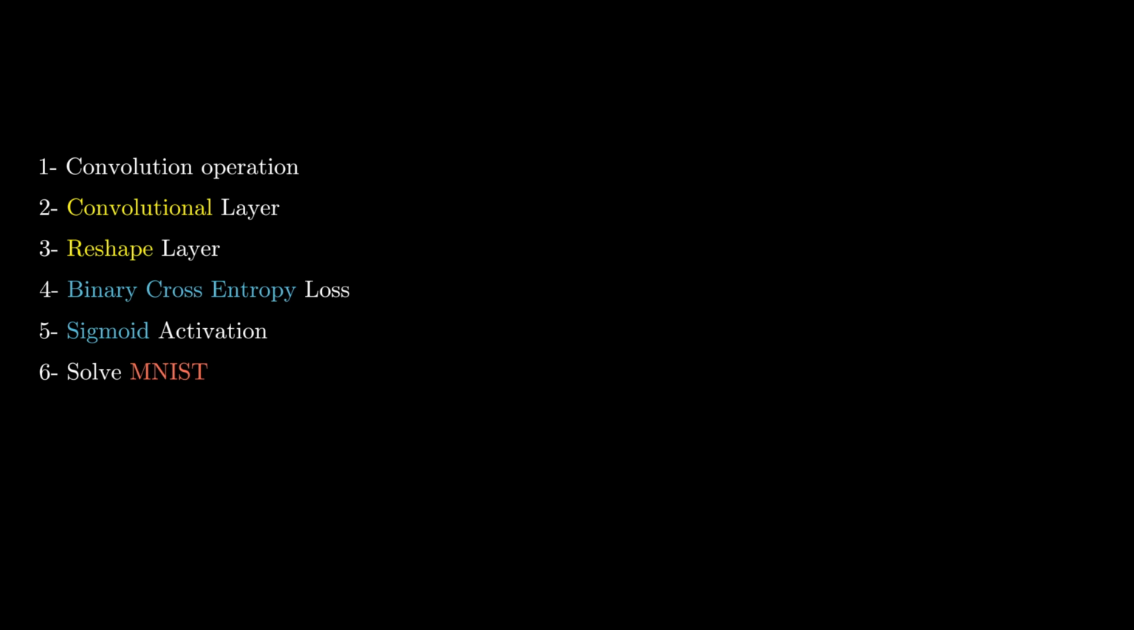We'll talk about this in detail later, but for now, know that in order to achieve that goal, we will need to implement a few more things, namely, the Reshape Layer, the Binary Cross Entropy Loss, the Sigmoid Activation, and then we'll solve MNIST. Before we go any further, know that the code that we'll be using throughout the video can be found on my GitHub repository, and the link is in the description. I guess we are ready to start, so let's tackle the first point, that is, the convolution.